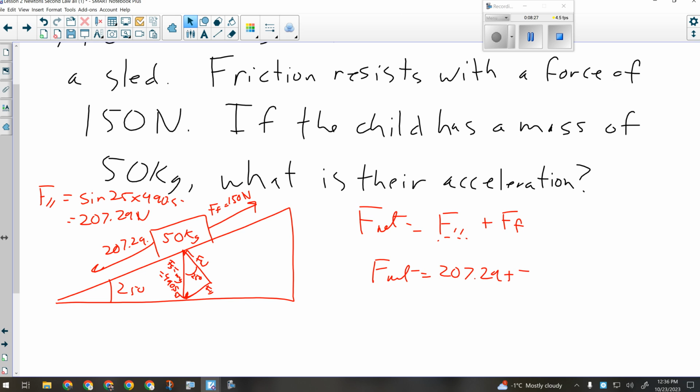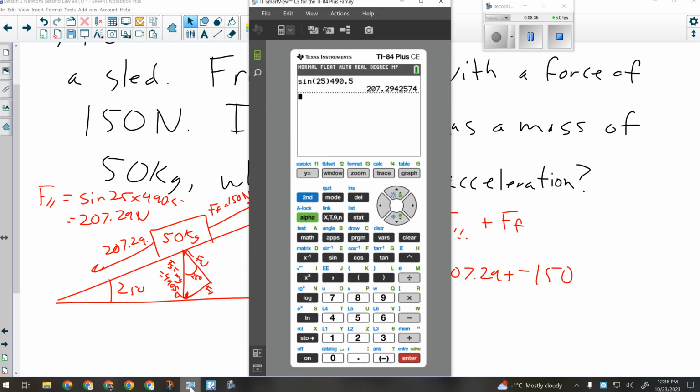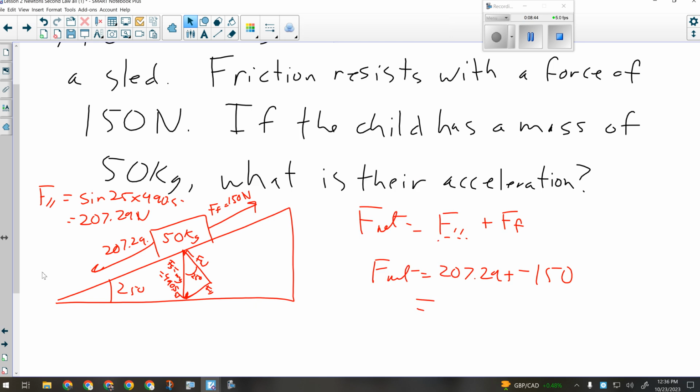So F net will be 207.29 plus negative 150. Up the ramp is going to be negative here. So that number minus 150 gives me 57.29 newtons. I can't believe I just put that in the calculator. 57.29 newtons down the ramp. Now what do I do?